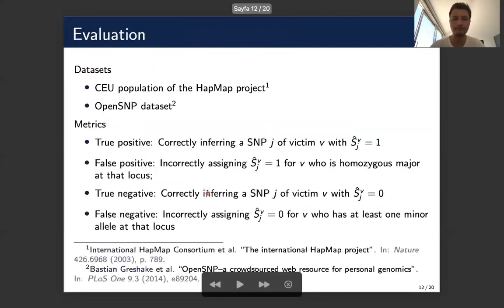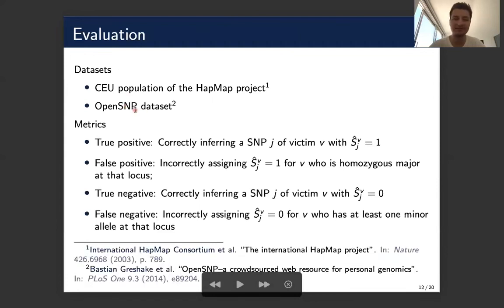And for evaluation, we use two different data sets. The first one is the CEU population of the HapMap project, and the second one is the OpenSNP dataset. Here, we cross-validate our results with two different data sets. The CEU population doesn't have any phenotypic information, while the OpenSNP dataset has the phenotypic traits. So we performed additional experiments with the OpenSNP dataset.